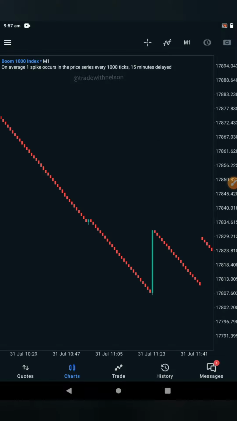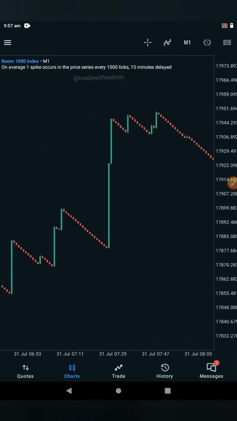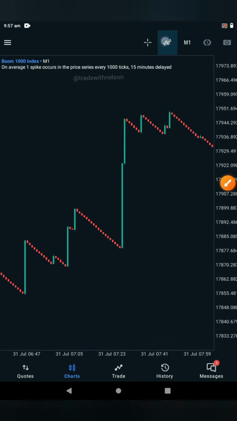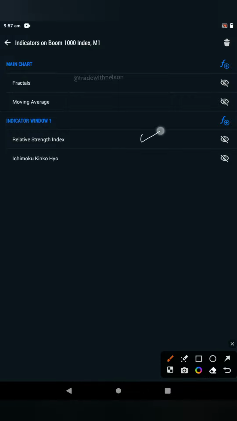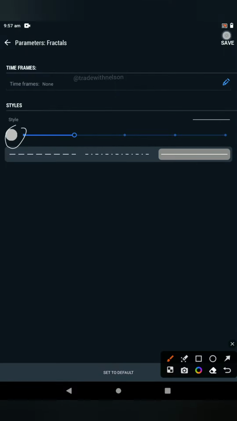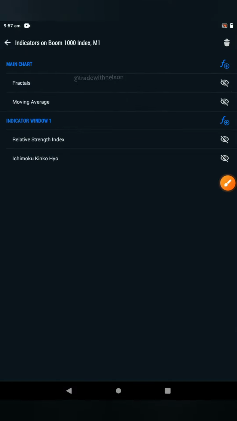So before I show you how the strategy works, the first thing we need to do is to set up our indicators. Click on this indicator icon over here. Before, I used the relative strength index, Ichimoku Kinko Hyo and fractals, but now I have included the moving average, which also increases the win rate of the strategy. So to select your fractals, click on the F icon on the main chart and search for fractals. Make the color of your choice. After that, click on save.